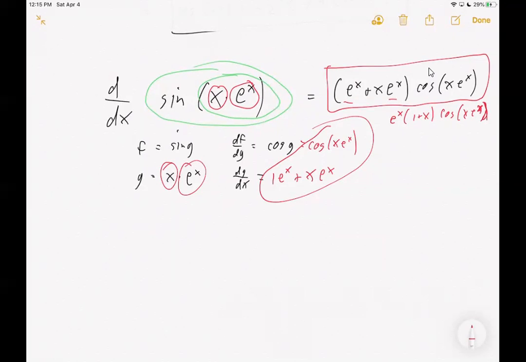Eventually you'll be able to do ones like that in your head, but for now, you probably still want to write that out. Here's one more where you probably would want to write it out, right? The derivative with respect to x of the sine of 1 over 1 plus x squared.